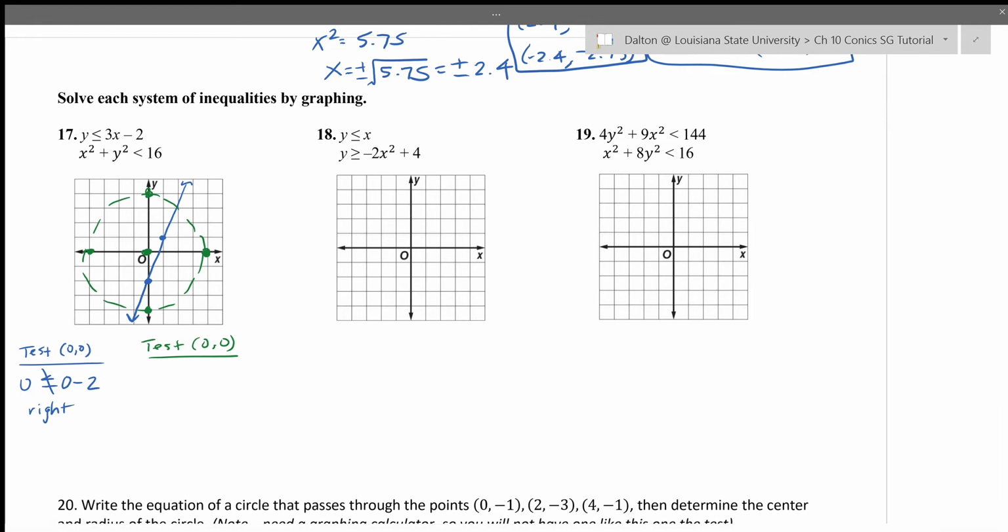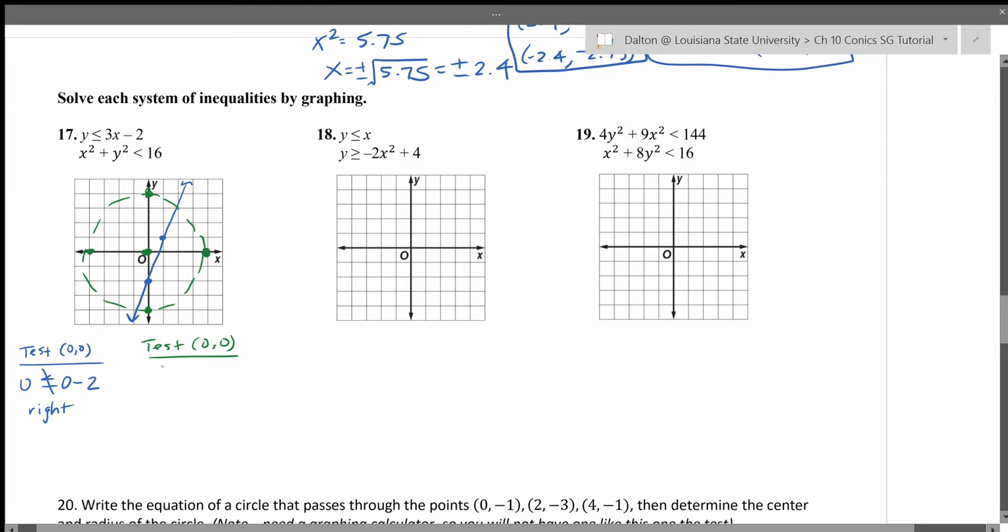So if I test 0, 0, I get 0 squared plus 0 squared, which is just 0, is less than 16. Since this is a true statement, and the point 0, 0 is inside of that circle, I need to shade where that point is, which is on the inside. So if I shade on the right side of the line, but the inside of the circle, those areas will overlap in this space here.